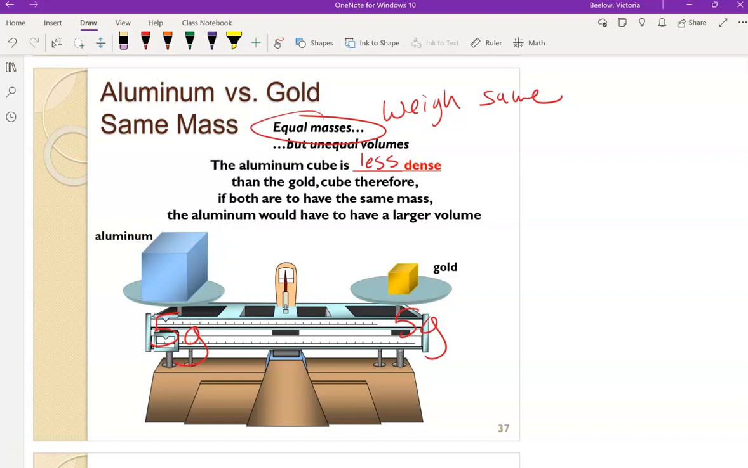Here, let's do this actually proportionally. 1, 2, 3, 4, 5, 6, 7. 1, 2, 3, 4, 5, 6, 7. So in order for these guys to have the same amount of atoms, and to weigh the same, so let's say 5 grams, the aluminum, because it is less dense, it needs to be bigger because it has less atoms per volume in comparison to the gold. So we need to kind of blow that up and have a larger volume of the aluminum so we can get more atoms in that space to equal out with the atoms of the gold.